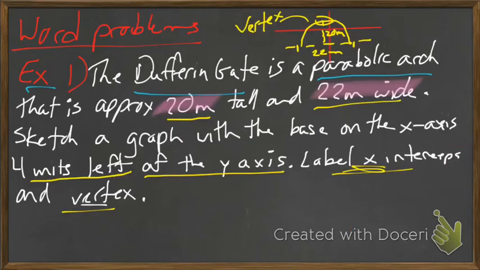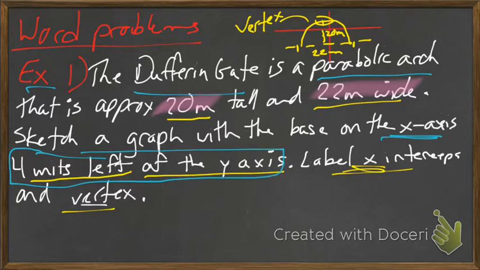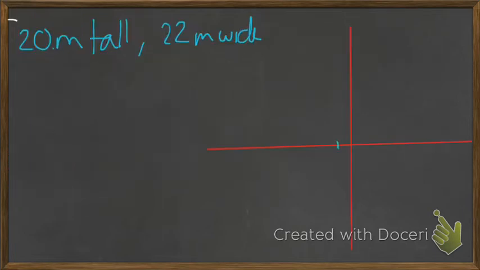All right. And we also know when we're sketching the graph, we want the base to be on the x-axis, 4 units to the left of the y-axis. Okay, so if I make some points here, in fact, I'll carry these on.